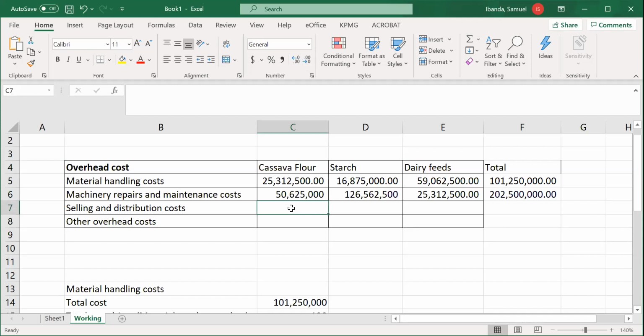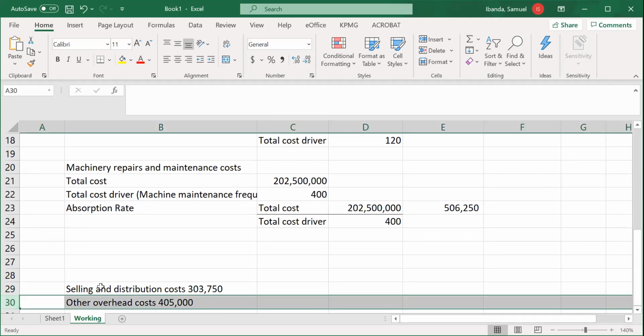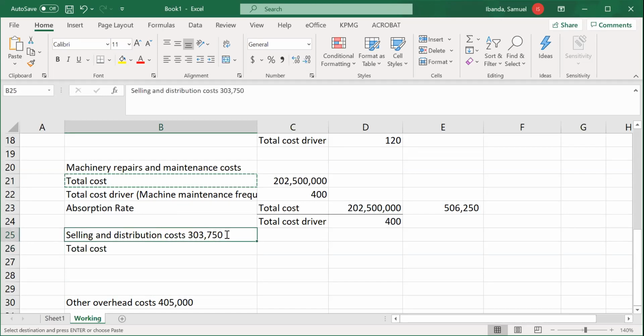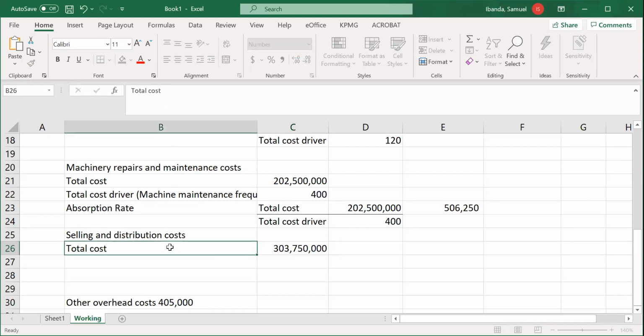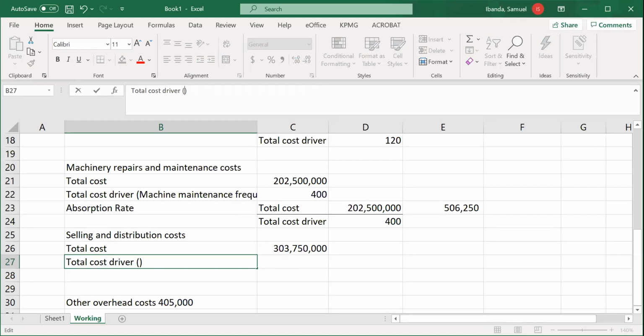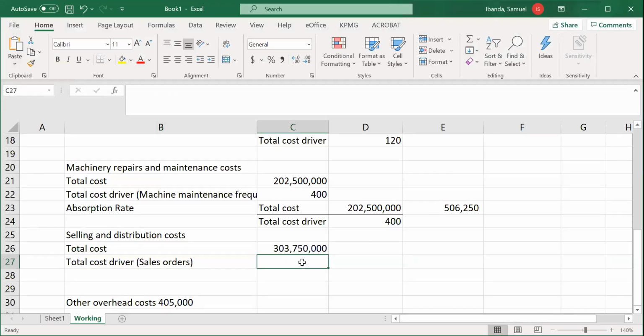So selling and distribution, I'll do the same thing. I'll also calculate the cost driver. And then I'll put it here. So total cost for selling and administration is this with three zeros on it. 1, 2, 3. And then the cost driver here is not this, okay? It's rather we have a cost driver given to us, which is sales orders. So as you can see, the examiner didn't tell us that this was the cost driver, but we had to determine it from our interpretation.